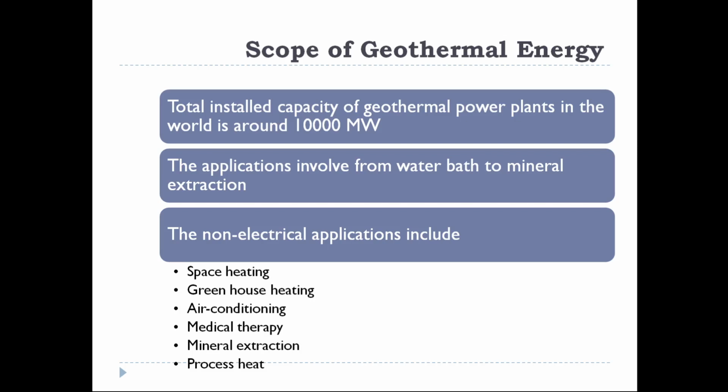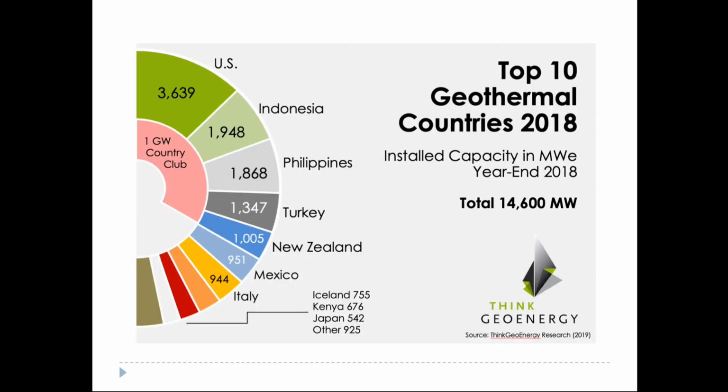Now, discussing the different types of geothermal resources, let us see the applications of geothermal energy. Around 8,000 to 10,000 megawatts is the installed capacity. The applications involve from water bath to mineral extraction. And coming to the non-electrical applications, there can be space heating, greenhouse heating, as we have mentioned, air conditioning, medical therapy, mineral extraction, as well as process heat.